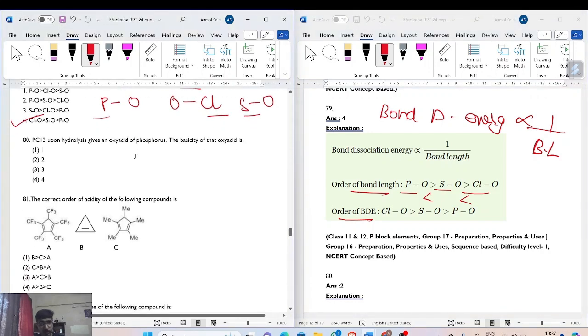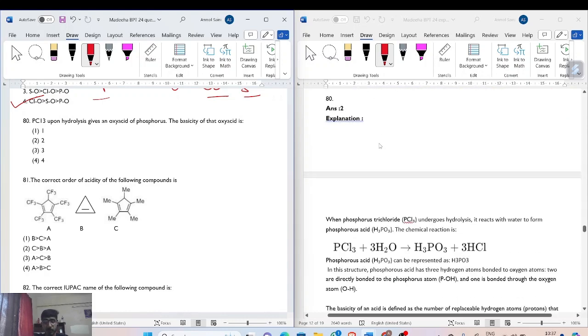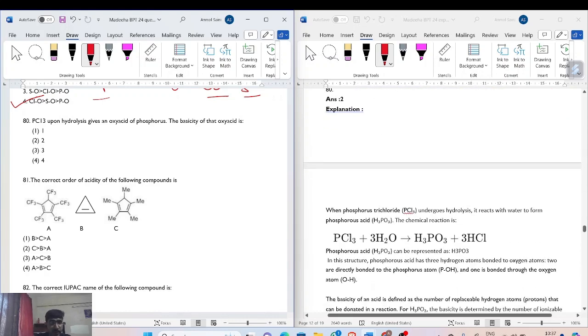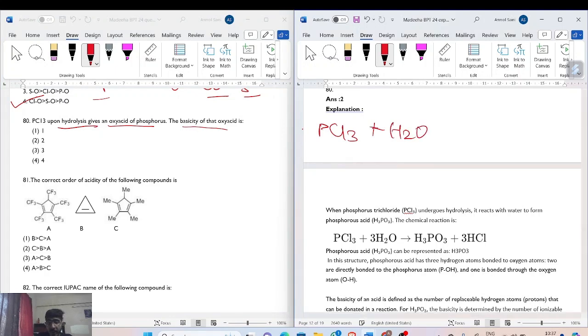Now question number 18. PCl3 upon hydrolysis gives an oxo acid of phosphorus. The basicity of that oxo acid is. So we are given PCl3 and hydrolysis means H2O. When we react PCl3 with H2O, it forms the oxo acid of phosphorus, which is H3PO3, and HCl as its byproduct. Now we have to calculate the basicity of this oxo acid.